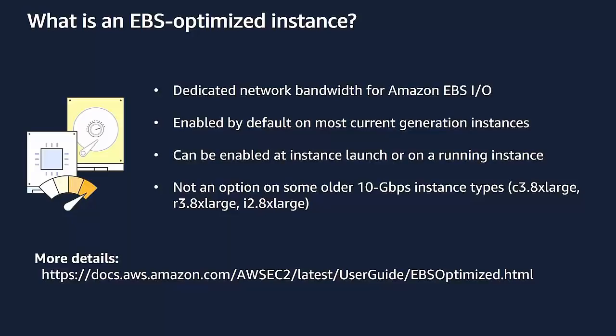On some older EC2 instance types, EBS optimization can be enabled either at instance launch or while the instance is running. To get the best EBS performance, you'll want to use EBS optimized instances. Check out the link shown here for a complete listing of EBS optimized EC2 instances and their performance capabilities.